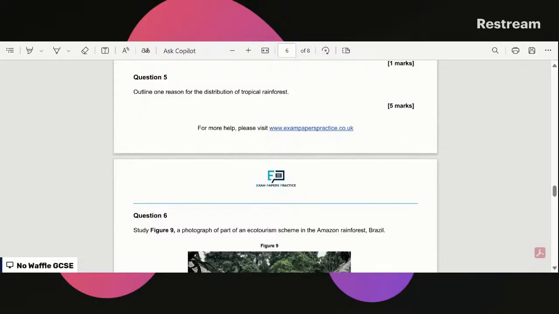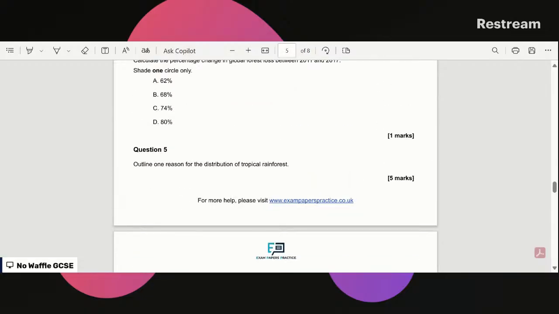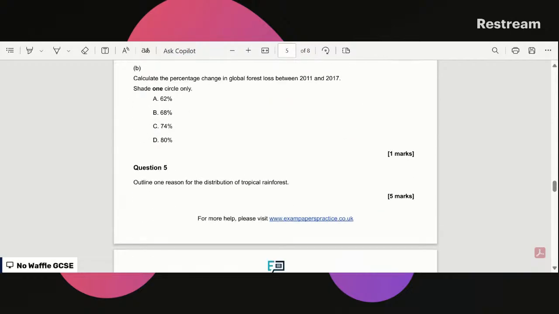Question 5 here. Outline, I don't know why that's 5 marks. I think that's a mistake. It's supposed to be 1 mark. One reason for the distribution of a tropical rainforest. I think that's not clear. I think that's a mistaken question because the distribution of what? Okay. That question I think is a mistake.